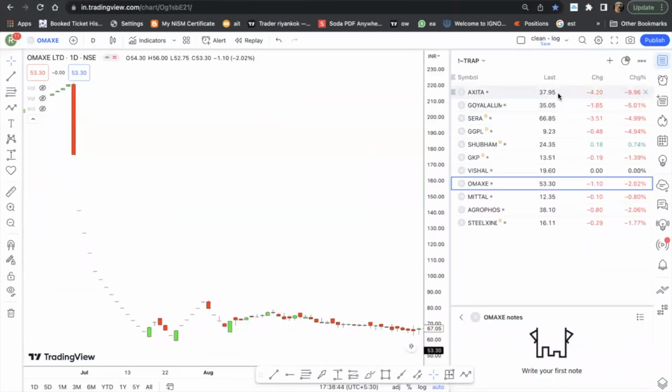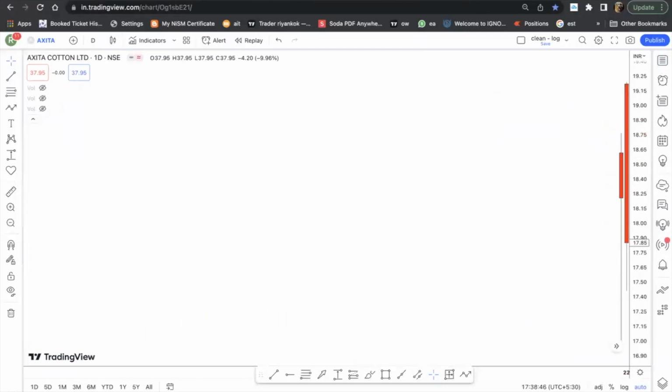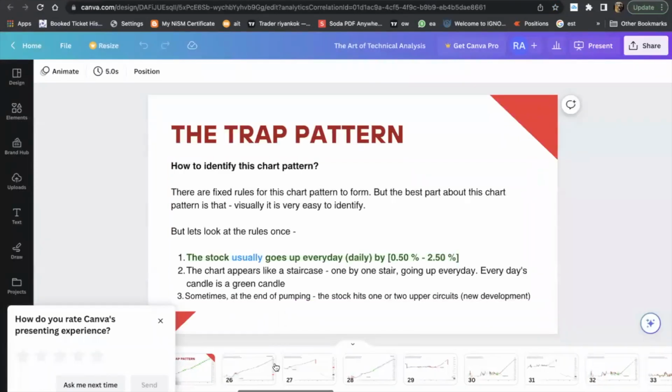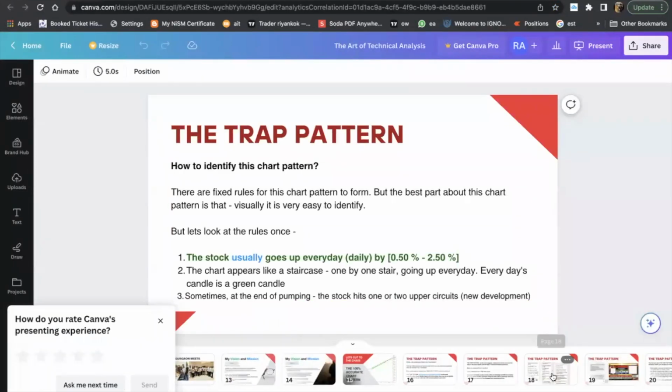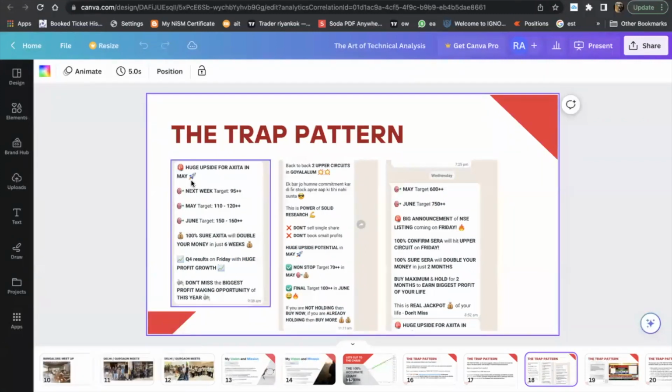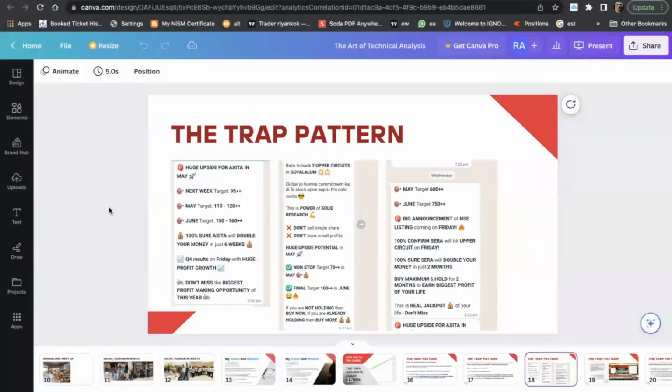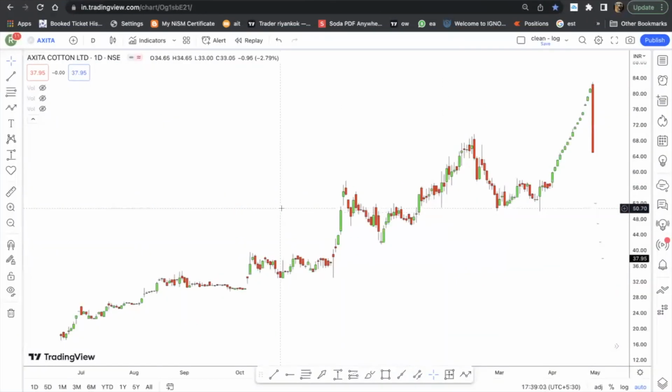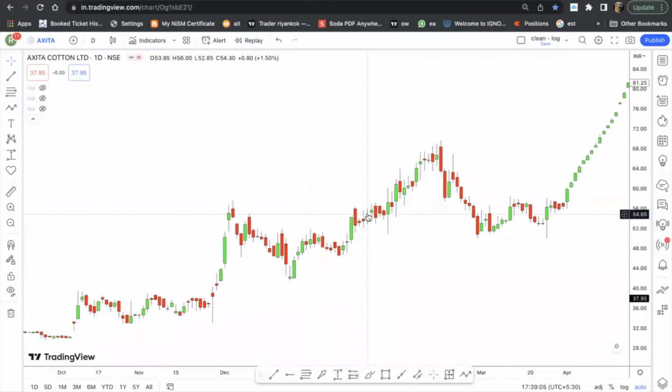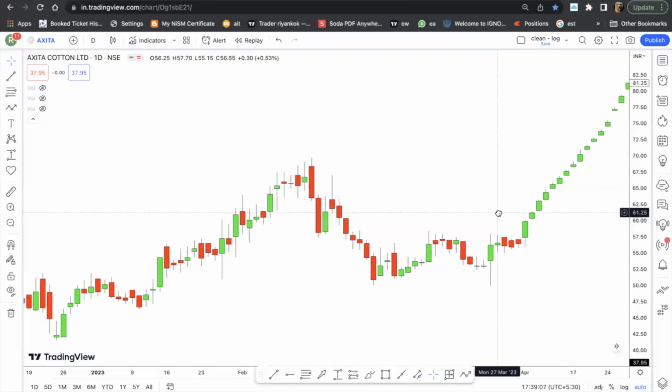Okay. This was Akshita Cotton. You might recall that at the start of the presentation, I had shown you a few messages, something like this. You can see for Akshita Cotton, it is written 100% sure. Akshita will double your money in 6 months. You will get such messages. So this is the chart of Akshita Cotton, and you can once again see what is happening. Stairs have started to be formed.